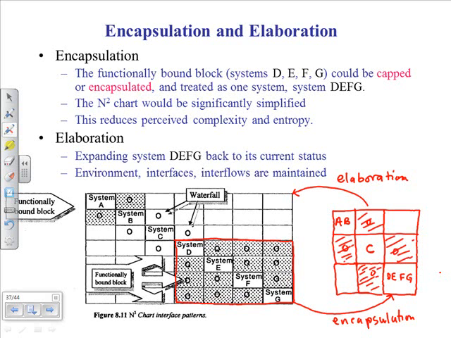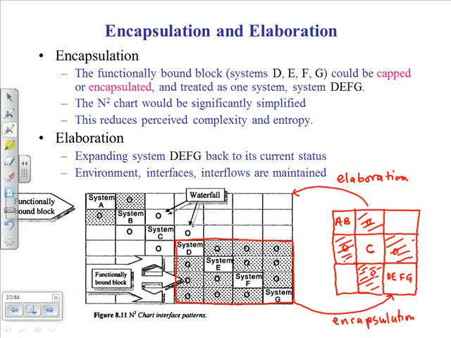Okay, so this idea of encapsulation allows us to basically hide details. So we can create a series of n-squared charts just for one system at different levels. And using this idea of encapsulation and elaboration allows us to actually do this. Okay? Why do we have to do the encapsulation?